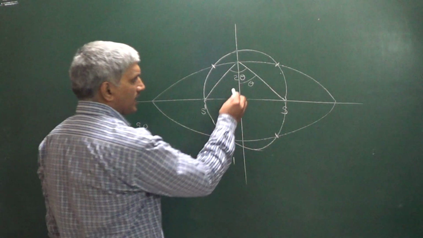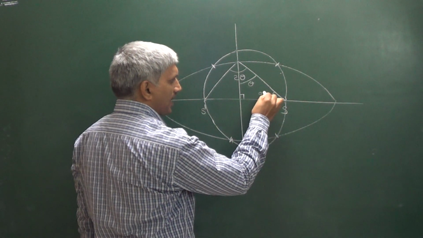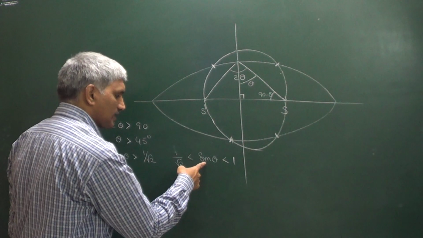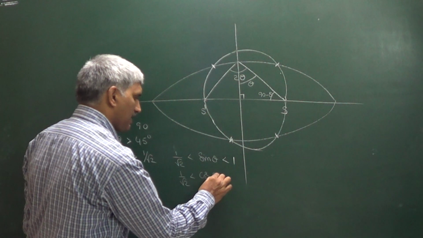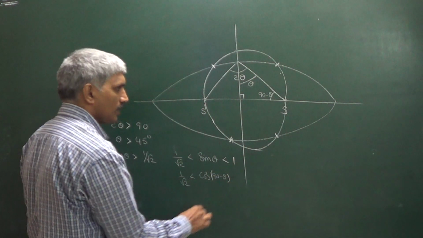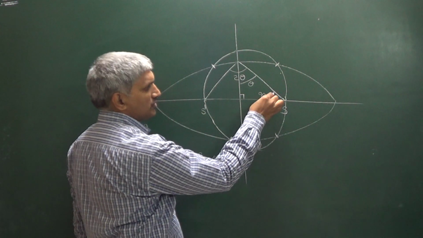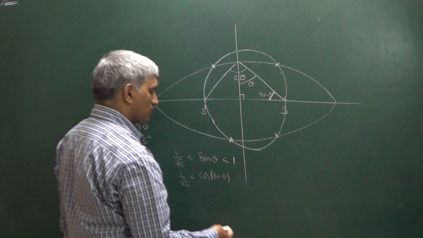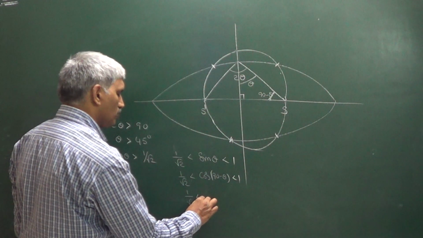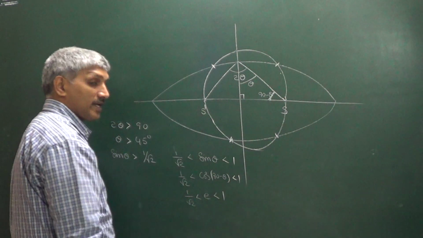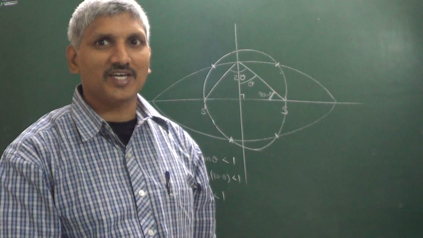Okay, now this angle is theta and this is 90 degrees, then automatically this angle becomes 90 minus theta. Here sin theta can be written as cos of 90 minus theta. And whenever this angle is equal to theta, cos theta becomes the eccentricity. If this is theta, the cos of that angle is the eccentricity. That's why cos of 90 minus theta is the eccentricity. So 1 by root 2 is less than eccentricity, which is less than 1, because eccentricity is always less than 1 for an ellipse. That's why we are not taking equal to 1.